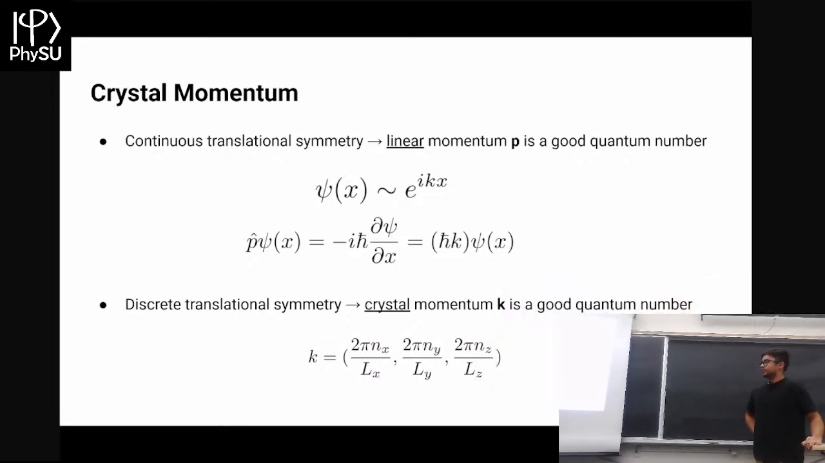So just working out the math here, from free particle, you might have learned in quantum that the wave function is just a complex exponential. It's an eigenstate of the momentum operator with momentum h bar k.